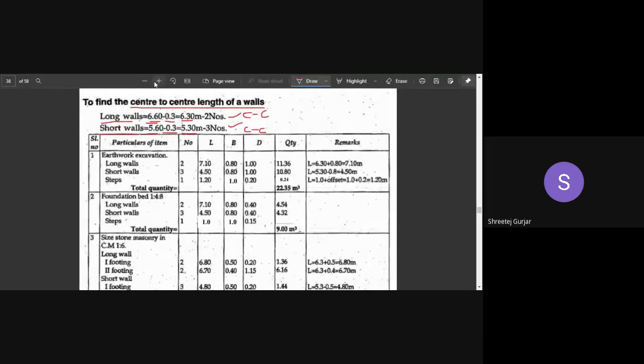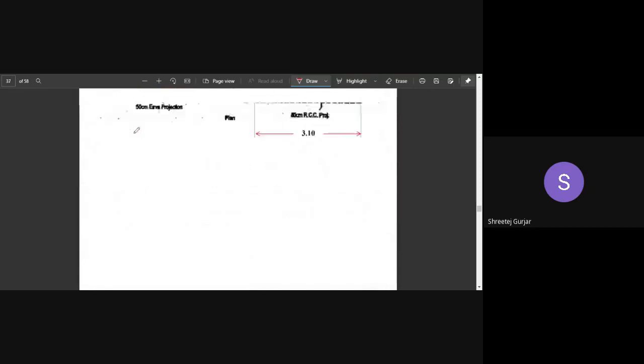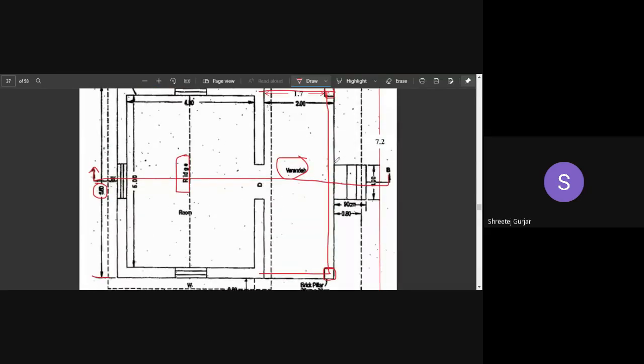So moving on to your tabular column. So the first thing is earthwork in excavation. Always you need to calculate earthwork in excavation. So we have divided it into long walls, short walls, and steps. If you look into your plan, this part also needs to be excavated.